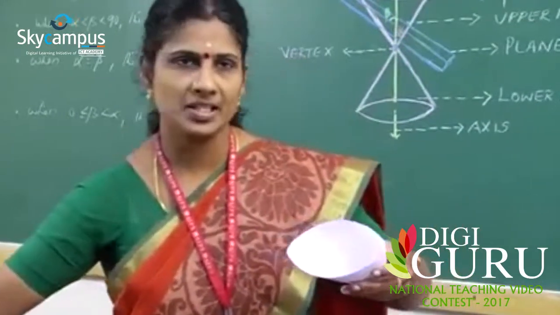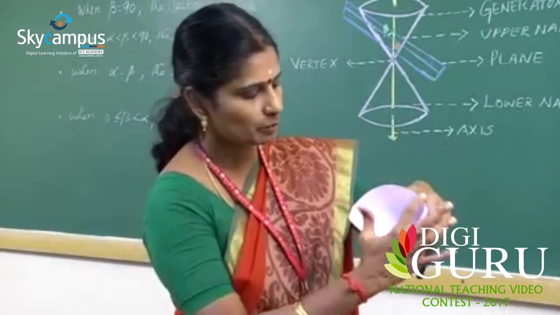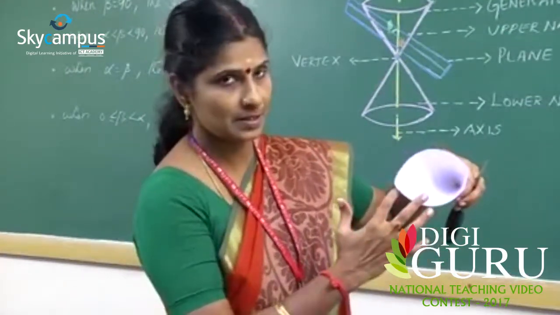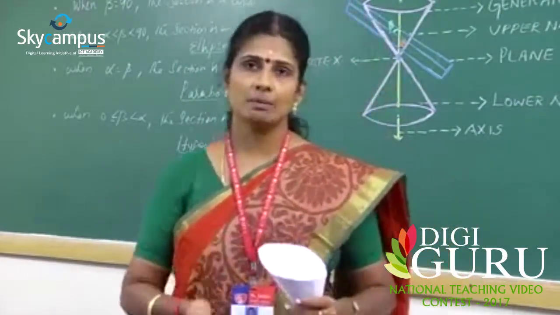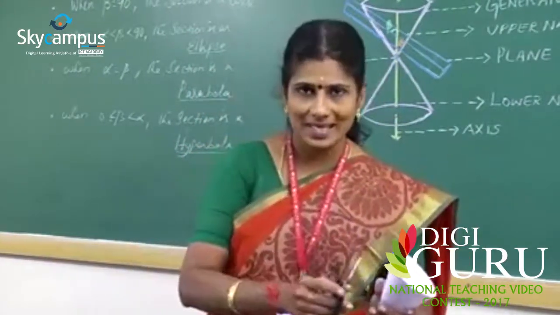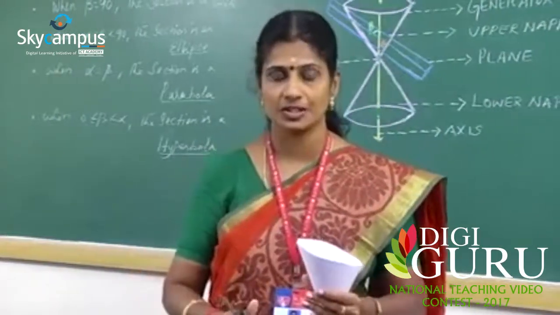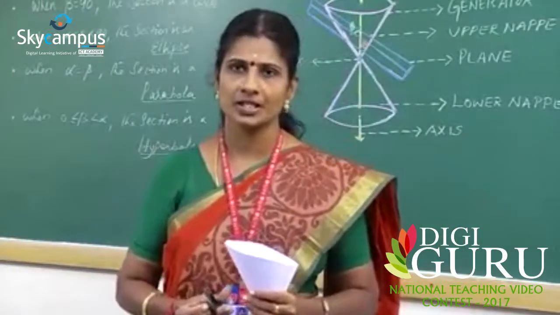Now look at the section carefully, only at the boundary part. Now we will be able to get the section as an ellipse. Now coming to the next level. When I change the angle beta to be exactly equal to alpha, that is the angle between the axis and the generator, let me show what section we are going to get.